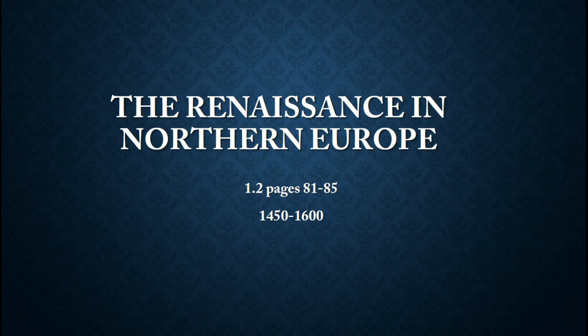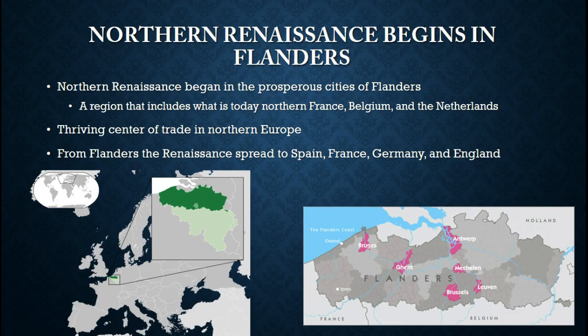Today we are going to be covering the spread of the Renaissance into Northern Europe. The Northern Renaissance began in the wealthy and prosperous cities in a region known as Flanders. Flanders includes parts of northern France, Belgium, and the Netherlands. You can see the region of Flanders below on the maps.